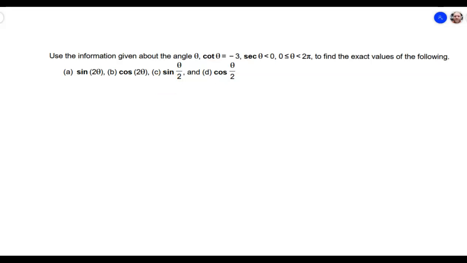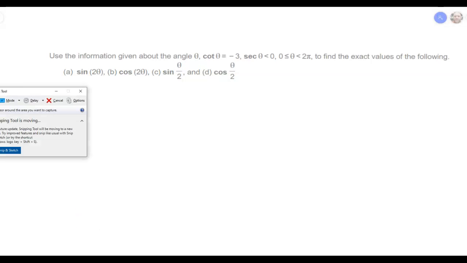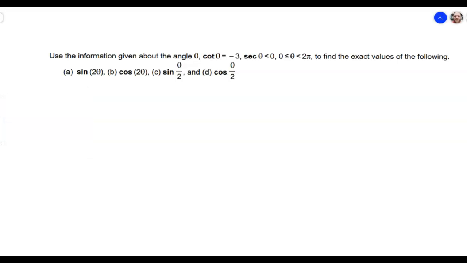I'm going to copy over the formulas I'm going to use today as we need them. For the sine of 2 theta, we really only have one formula that we're going to need. So I'm going to copy that over and set this up here. That is this one right here, and this is the one that we'll use for this part.